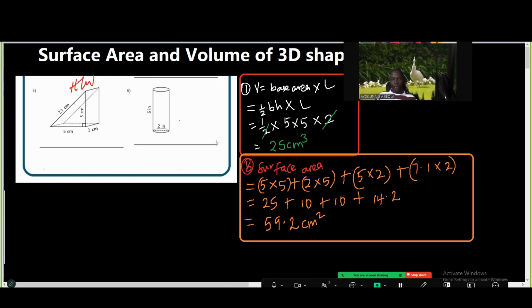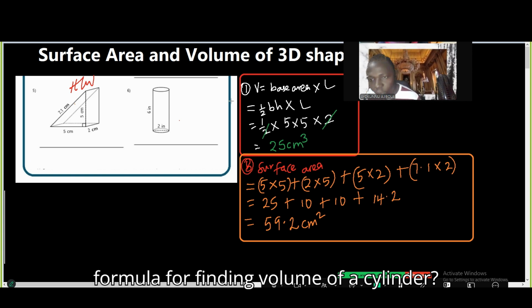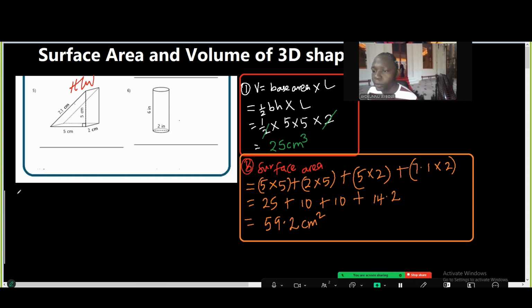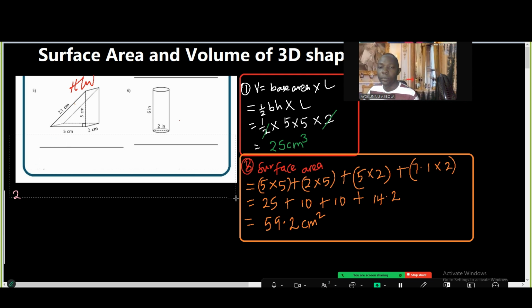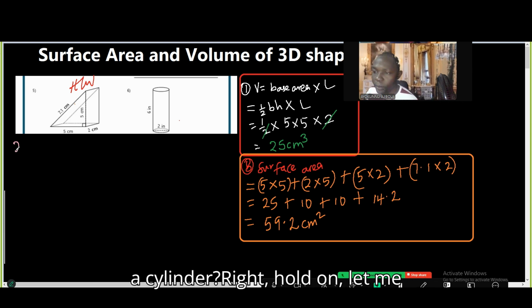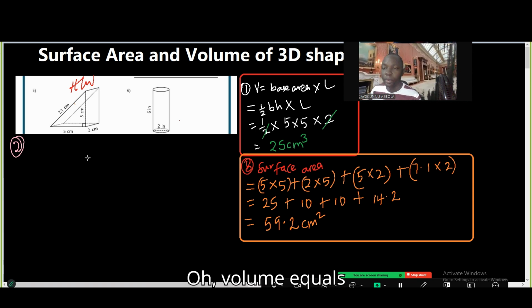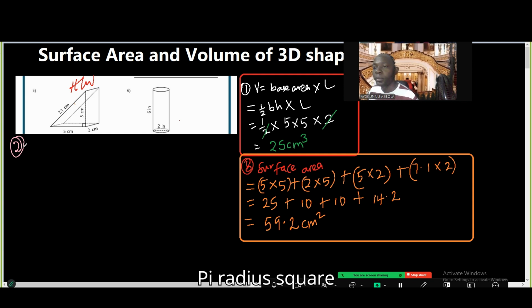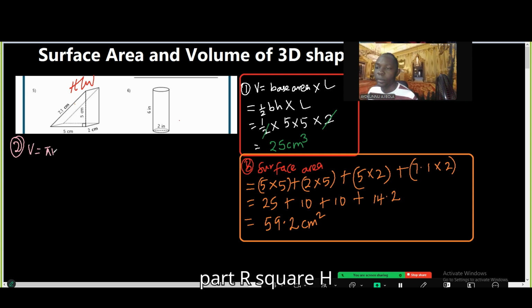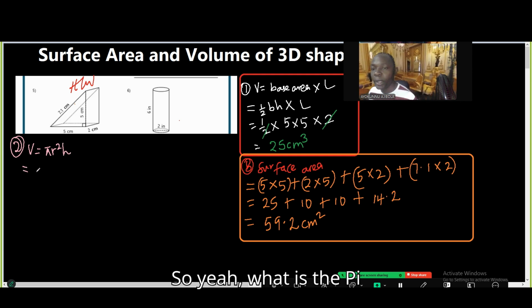Next shape, which is a cylinder. What's the formula for finding the volume of a cylinder? Yes, what's the formula for the volume of a cylinder? Right, hold on. Let me check. Okay, I wrote it down. Volume equals pi r squared h, pi R square H.